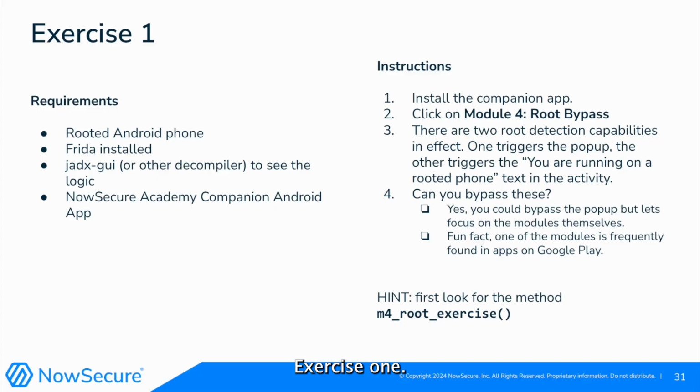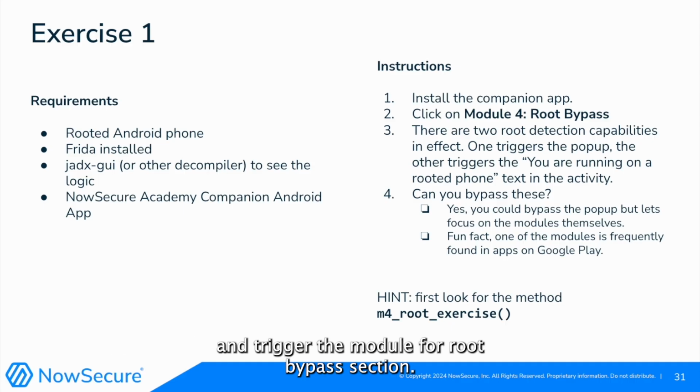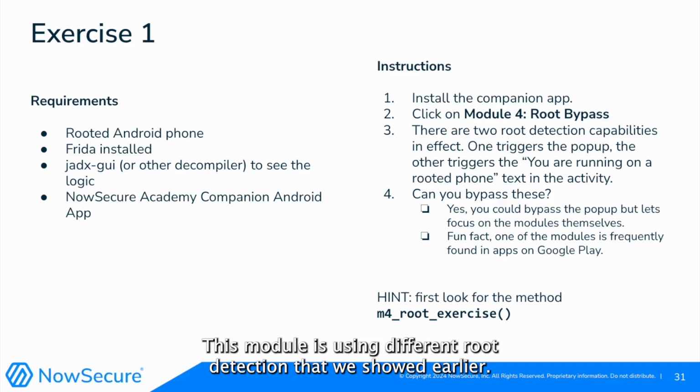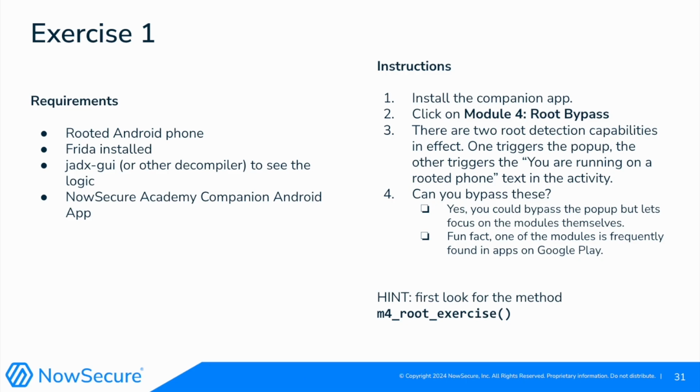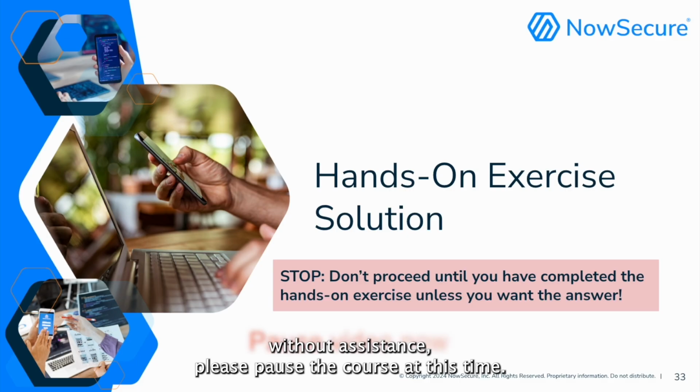Exercise 1. Your goal is to install the NowSecure Academy Companion Android app and trigger the Module 4 root bypass section. This module is using different root detection than we showed earlier. In fact, there are 2 methods in use. Can you find them and bypass them both? If you need help, try starting at the M4 root exercise method. Pause now while you work on this exercise. Stop. If you haven't yet completed the exercise and you wish to without assistance, please pause the course at this time.